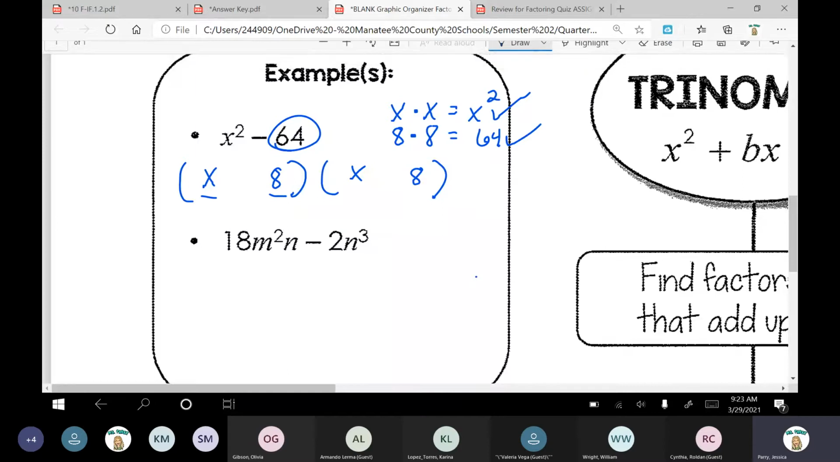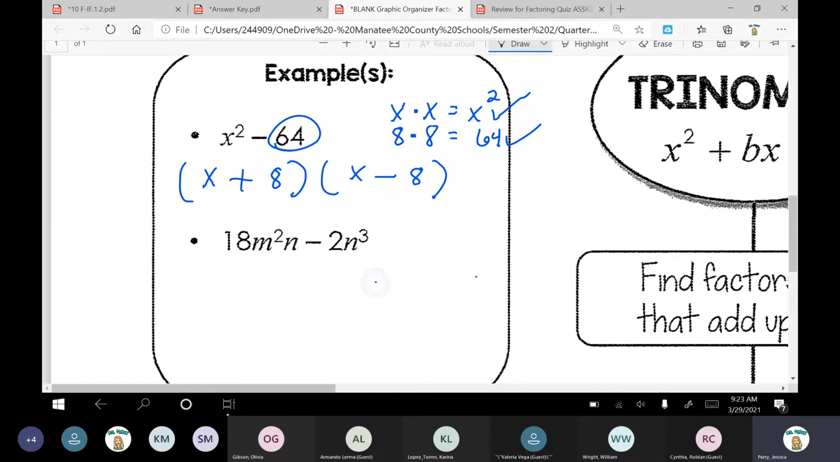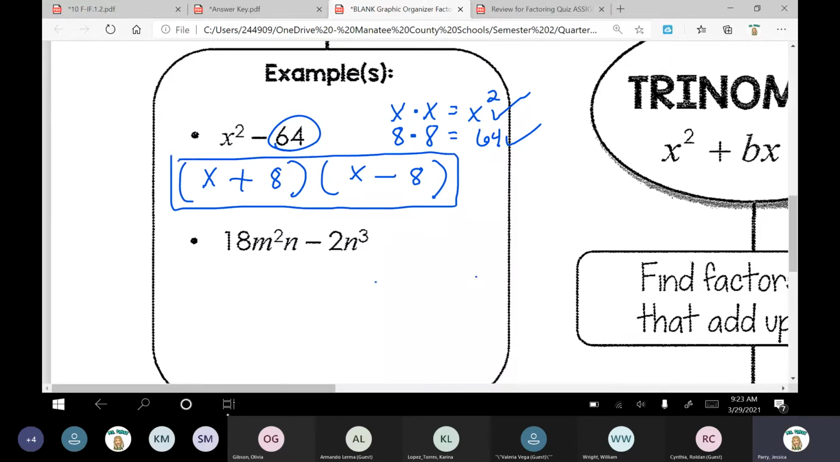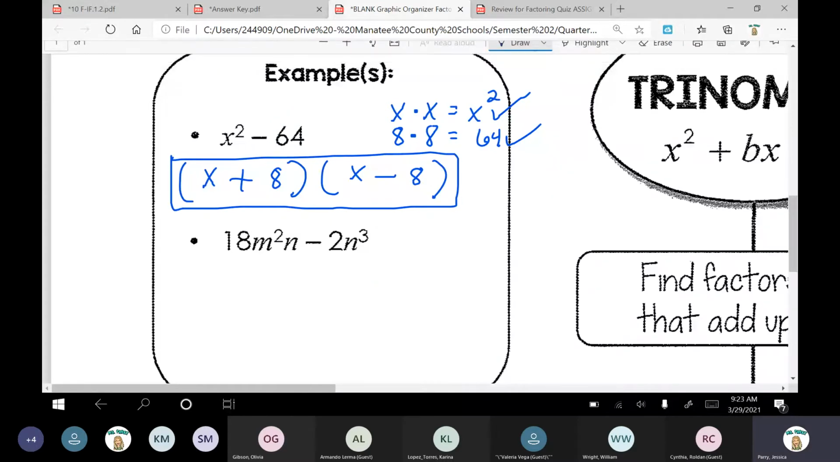Okay, so we've got an x, x, 8, 8. That's the same thing. The only difference between these two is one has a plus sign and then the other one has a minus sign. And then that is it. That would be your final answer there since we don't need to factor out a GCF. Again, FOIL it out, check your work. That's how you can check your answers for all of these.